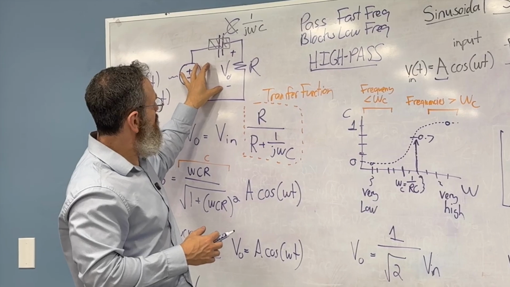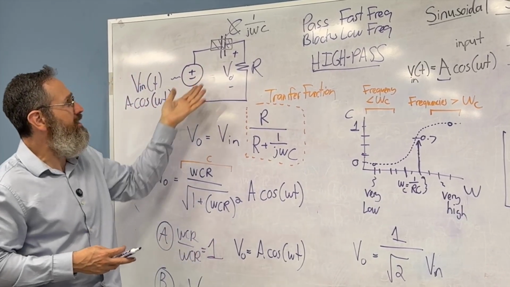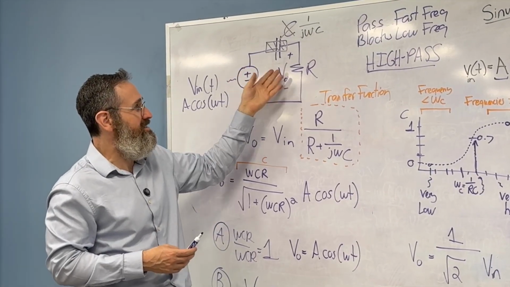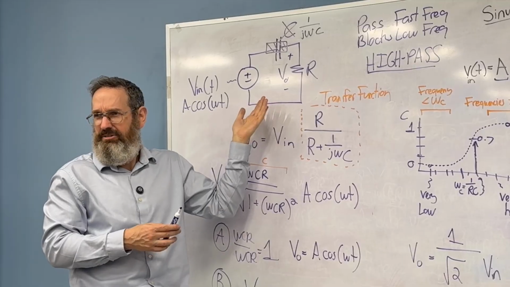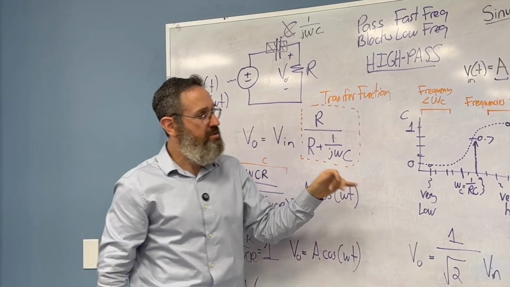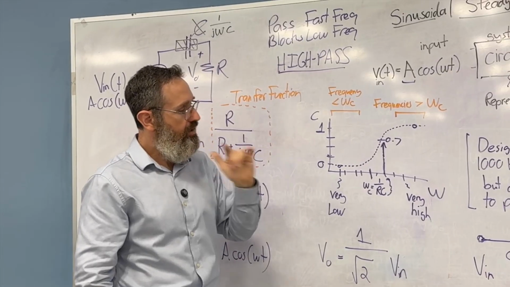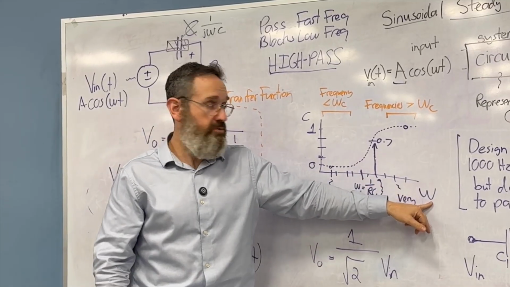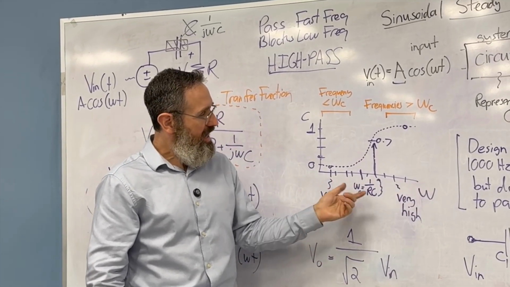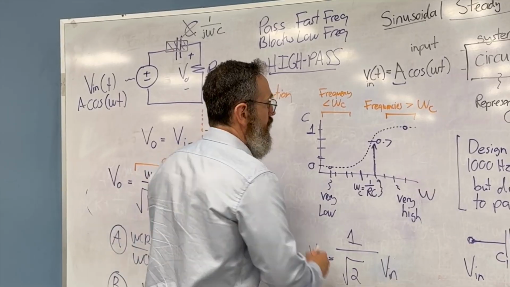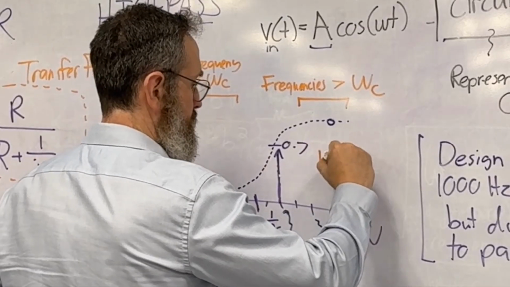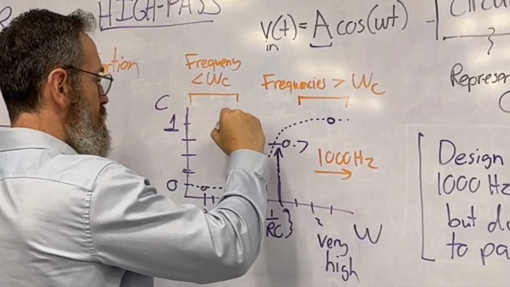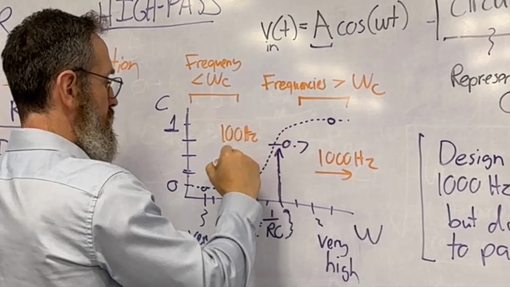So I'm thinking about the circuit, but I can't look at this. It's really very hard to know what to do here. I don't know what resistance and capacitance to pick looking at the circuit. But if I look at this picture here, I can say, well, I'll tell you what. This is C as a function of frequency. And I know that I want 1,000 hertz to be on this side, and I want 100 hertz to be here.